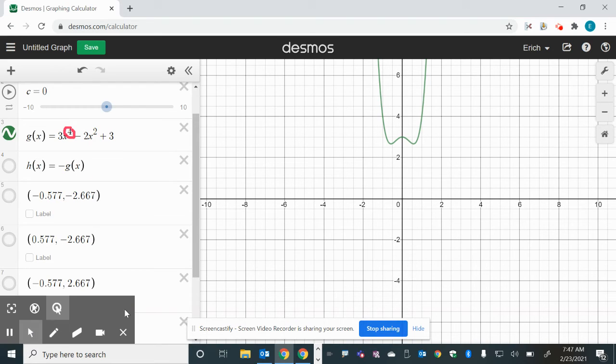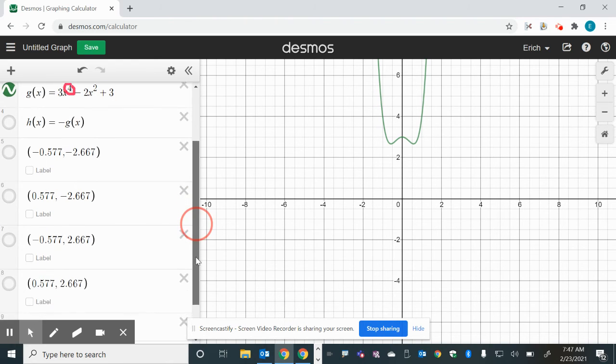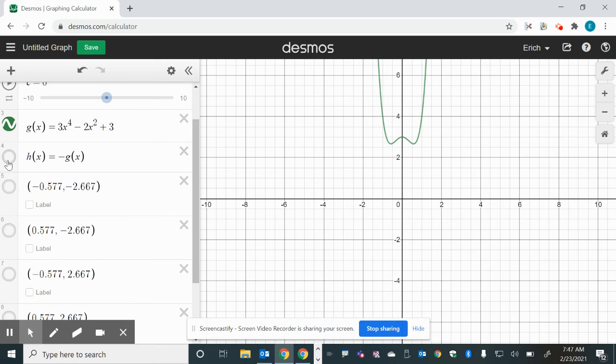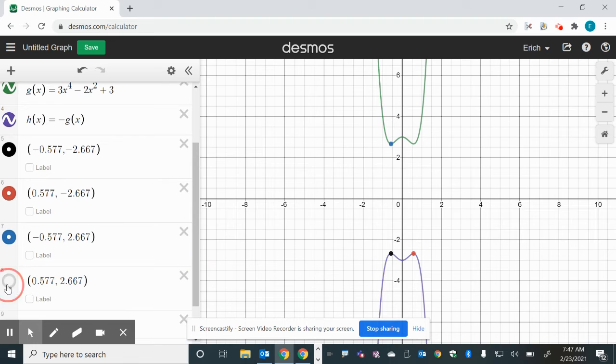Even functions have reflectiveness over the x-axis, and I will show you a reflection here. You see these two functions are the exact same function, because all I did was take h of x and make it equal to the negative g of x. And then look at my points here. This is the algebraic test for reflectiveness.